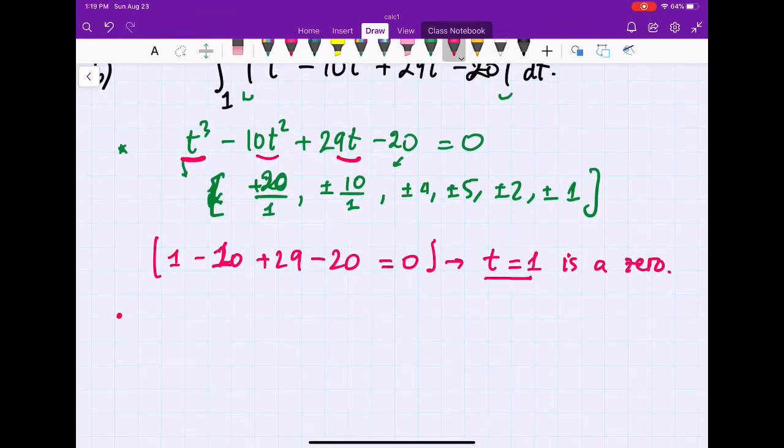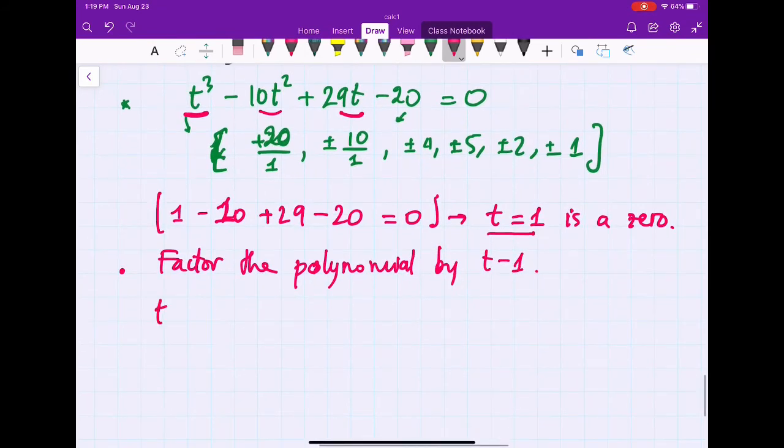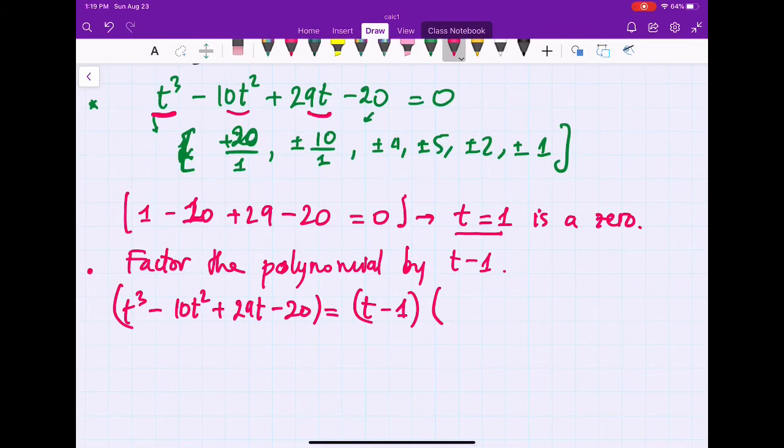So I have the zero t equal to 1. I can factor the polynomial by t minus 1. I have t cubed minus 10t squared plus 29t minus 20 equal to t minus 1 times something. Okay, you might do long division, but in this case I don't have to. Now I start from t cubed, right? That means here we would have t squared, and then I multiply t squared back here. I don't need to multiply with the t because I know exactly that should be t cubed. So I multiply t squared with negative 1.